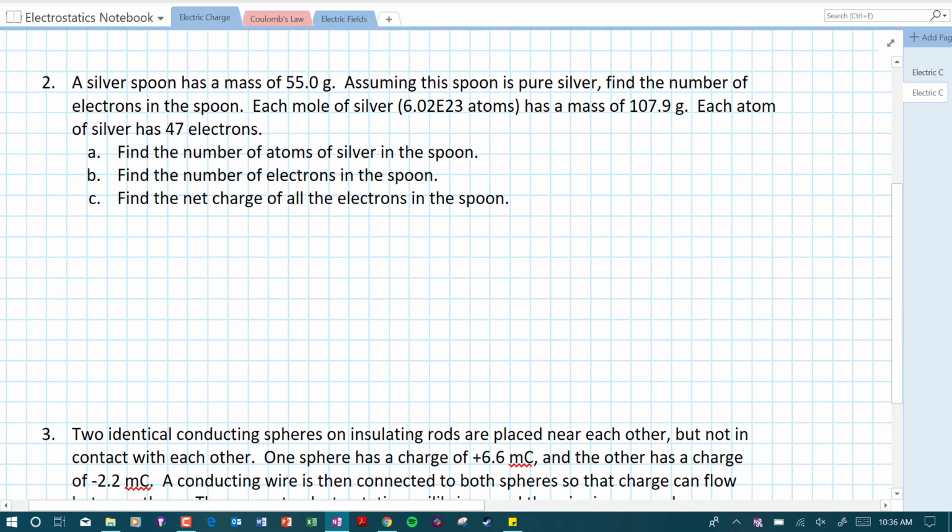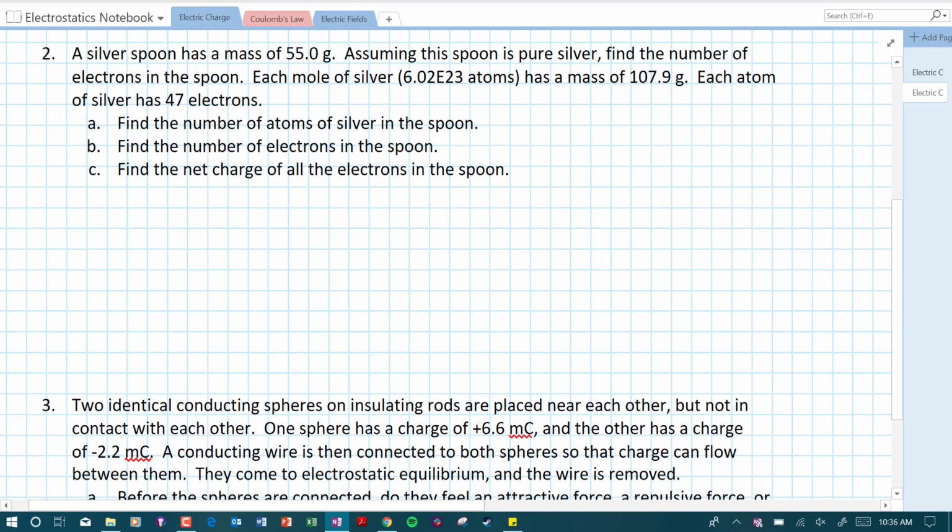Next question. A silver spoon has a mass of 55.0 grams. Assuming this spoon is pure silver, find the number of electrons in the spoon. Each mole of silver, 6.02 times 10 to the 23 atoms, has a mass of 107.9 grams. Each atom of silver has 47 electrons. 1. Find the number of atoms of silver in the spoon. 2. Find the number of electrons in the spoon. And 3. Find the net charge of all the electrons in the spoon.